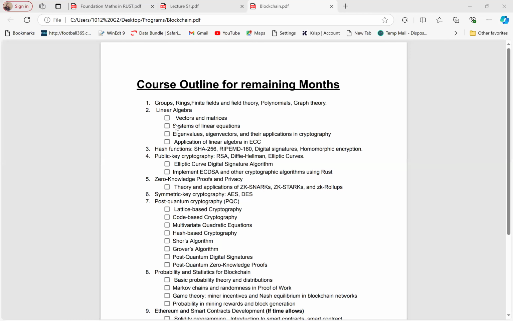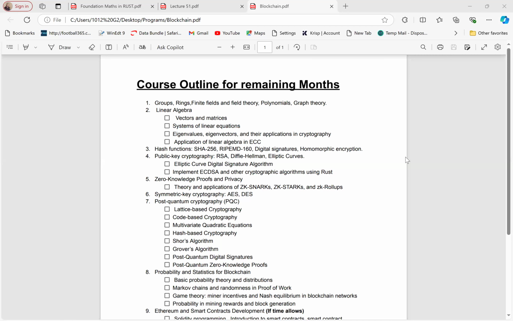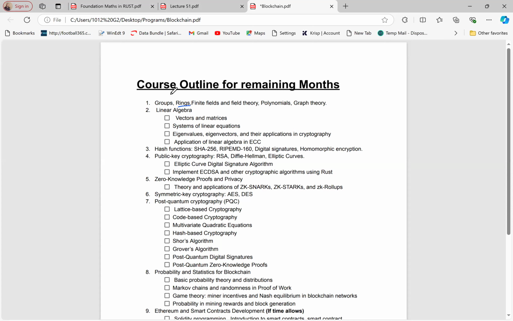I'll begin by sharing what we'll be covering in the remaining months, if time allows us. So far, we are looking at groups. After that, we're supposed to look at rings, then fields or finite fields, look at polynomials and graph theory. All of them, we'll be applying them in cryptography.